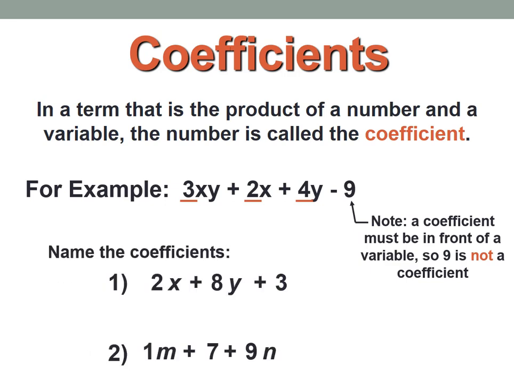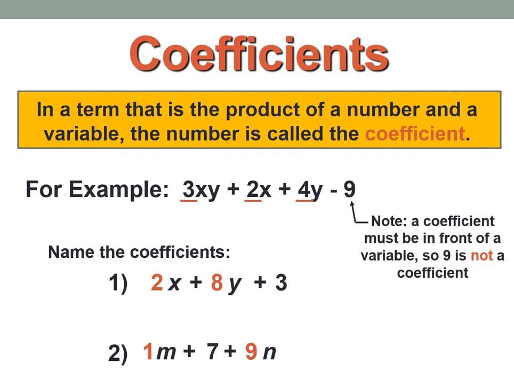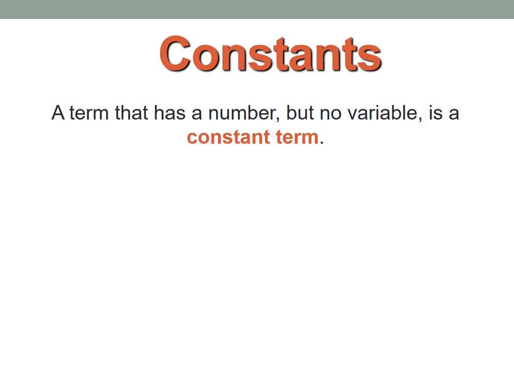Let's name our coefficients. All right, say it out to the screen right now. Which are the coefficients? Well, if you said 2 and 8, you see the color changing there? 2 and 8 are the coefficients because we're multiplying them. They're the product of a number and a variable, and those are the numbers. 3 is not a coefficient because we're not multiplying it by a variable. How about the second one? Yeah, if you said 1 and 9, those are the coefficients because we're multiplying each by a variable. So in a term that is the product of a number and a variable, the number is called the coefficient.